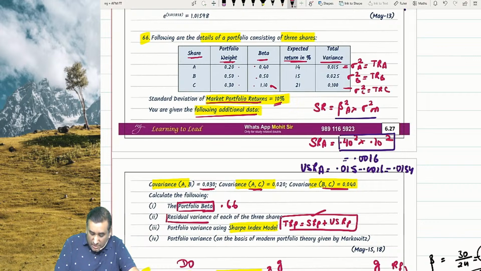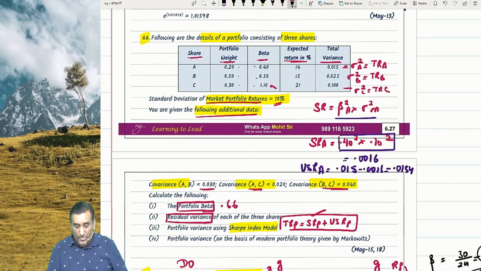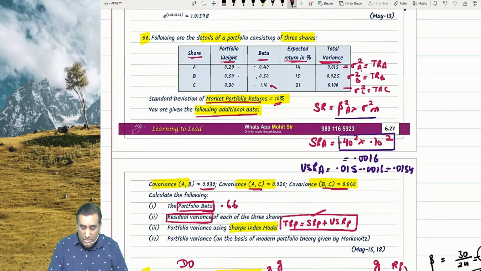Residual variance. Residual means unsystematic. Now, total variance, you know what this actually is? This is standard deviation square A, standard deviation square B, standard deviation square C. That is total risk of A, B, C. From this, if I subtract what? Systematic risk, I'll get unsystematic risk. So let's do systematic risk.